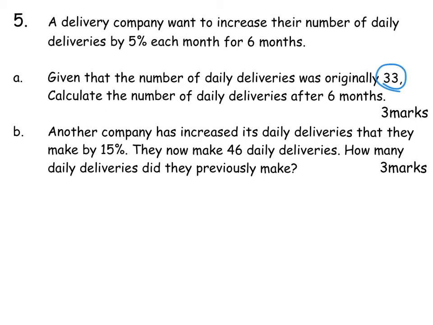In month 2, they want that to go up by 5%. In month 3, they want that to go up by 5% again. So it's going up by 5%. So 100 plus 5 is 105%. As a decimal, that is 1.05. We are doing it for 6 months. So we're going to do the power 6, and it's times 33.